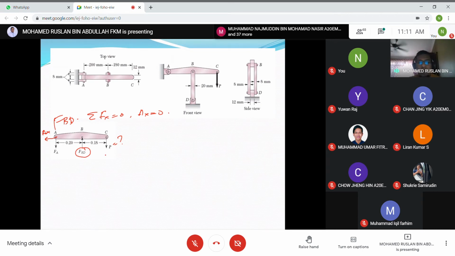In this case, we can apply the total moment about maybe A or C or B equal to 0, and then we can apply the total Fy. We have to create another equation because we have three unknowns here, so we must have at least three equations.